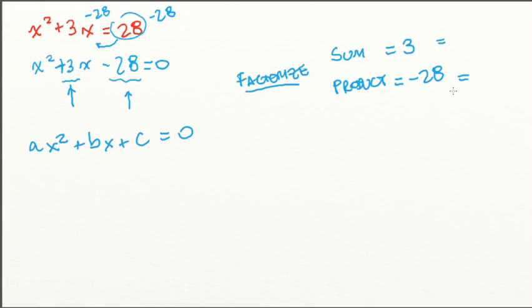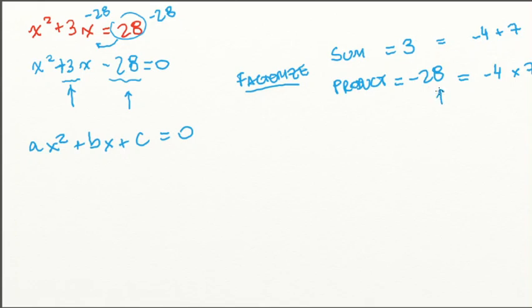Well, it's fairly simple. Negative 28 may be expressed as negative 4 times 7. So 4 times 7 is 28. If I make one of them negative, that's negative 28. Now, since my sum is 3, the positive number has to be larger. And if I do negative 4 plus 7, I would get 3. This is a bit of trial and error.